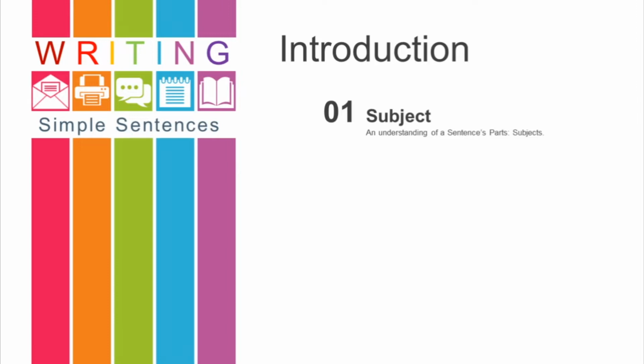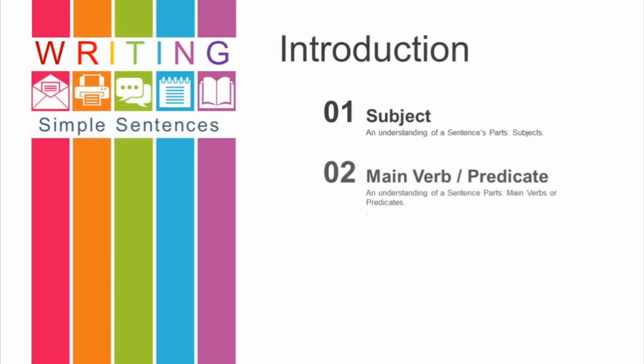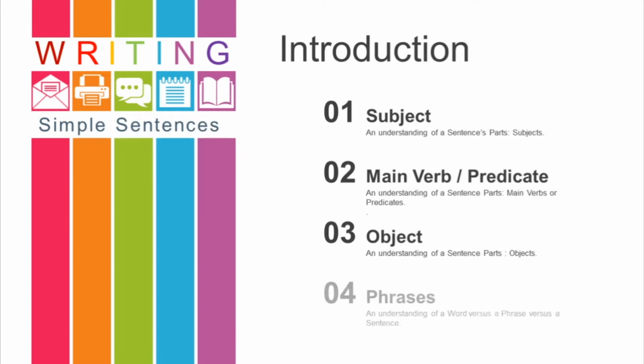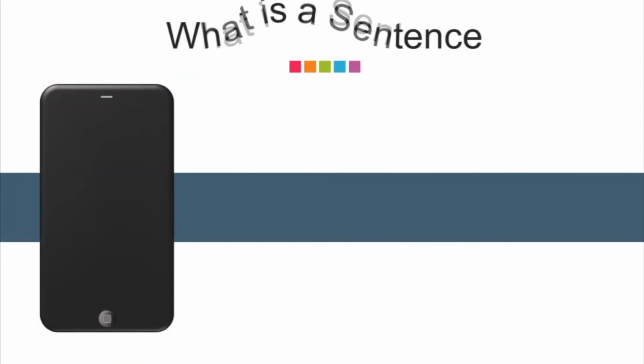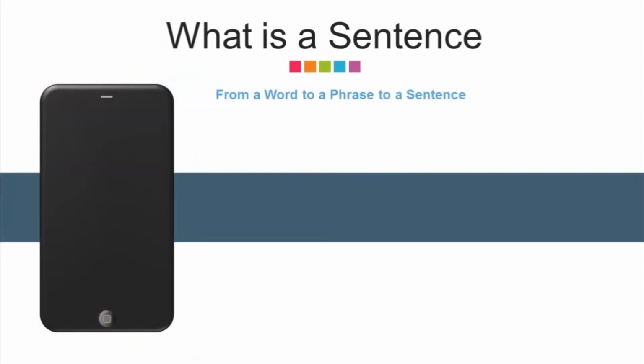The first is the subject, which is the main element of a sentence. Second will be the main verb or the predicate, and the third will be the object, and lastly we're going to talk about phrases and how they are used in a sentence. Now to start with, we want to know what exactly is a sentence.